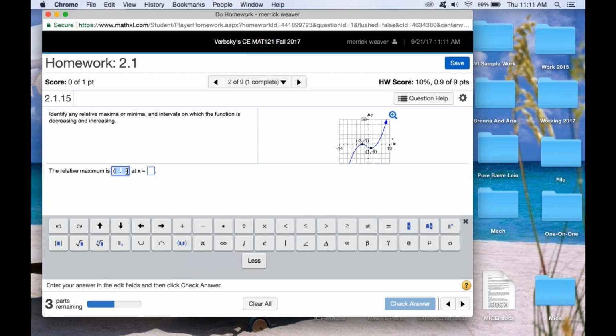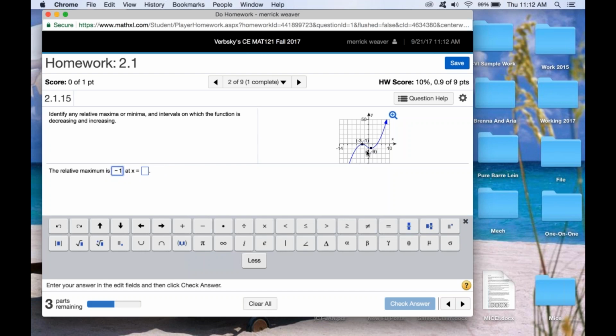Go ahead and put -3, -1. That's a relative maximum. Well, hold on just a second. Now this is where it gets confusing. The relative maximum is the y-coordinate. It occurs at x equals -3. So go back to relative maximum and change that. The relative maximum is the function value, the y value, and what it is is -1.